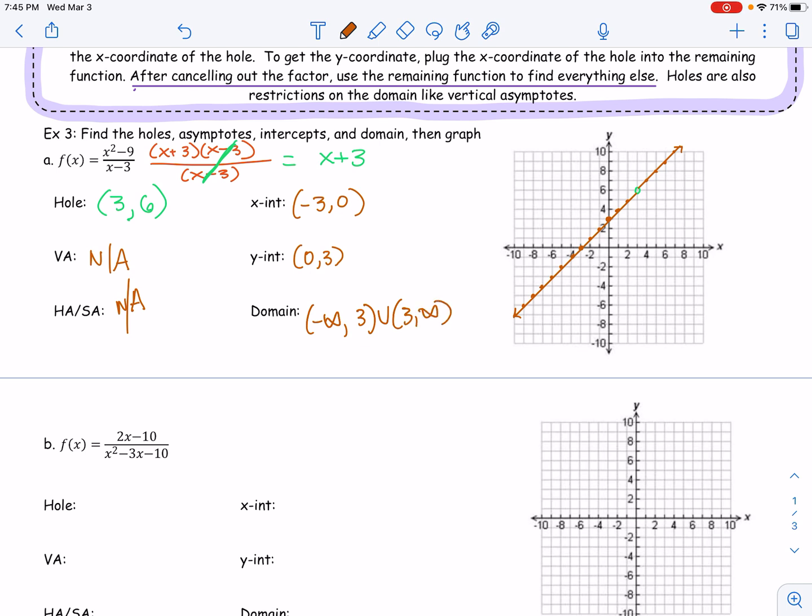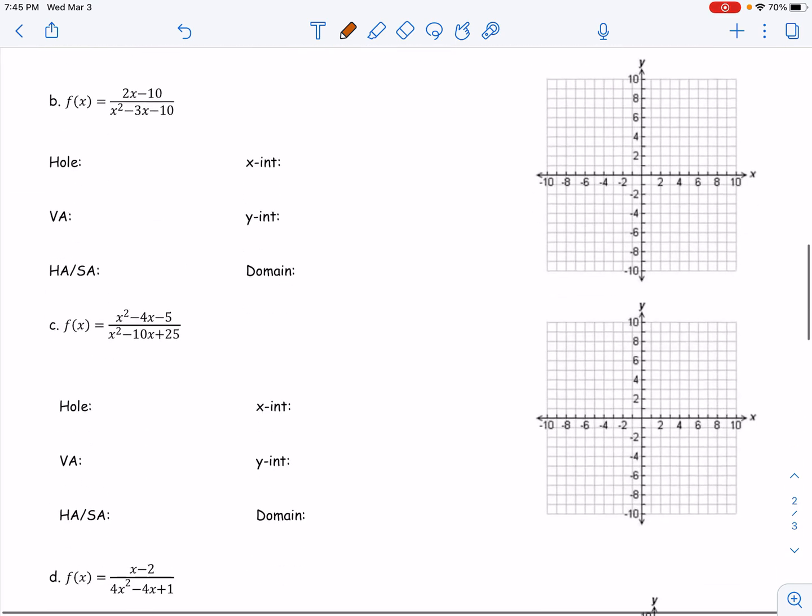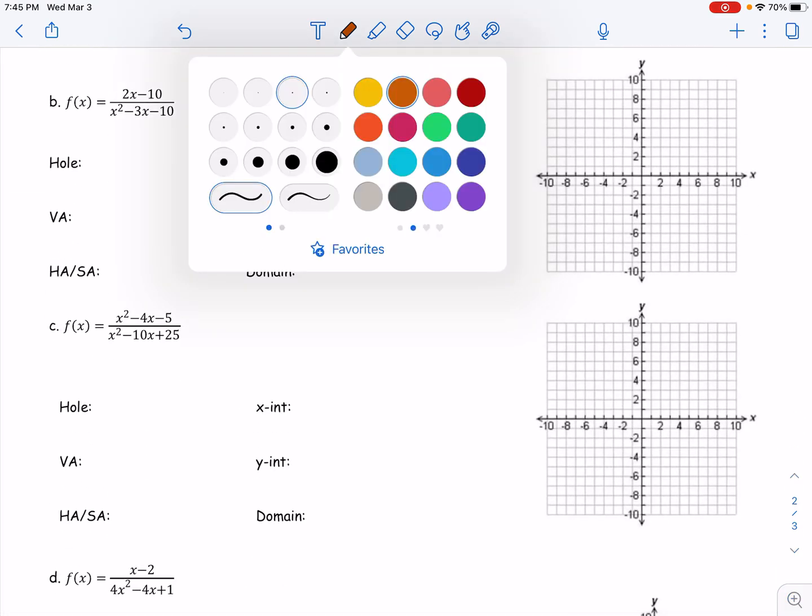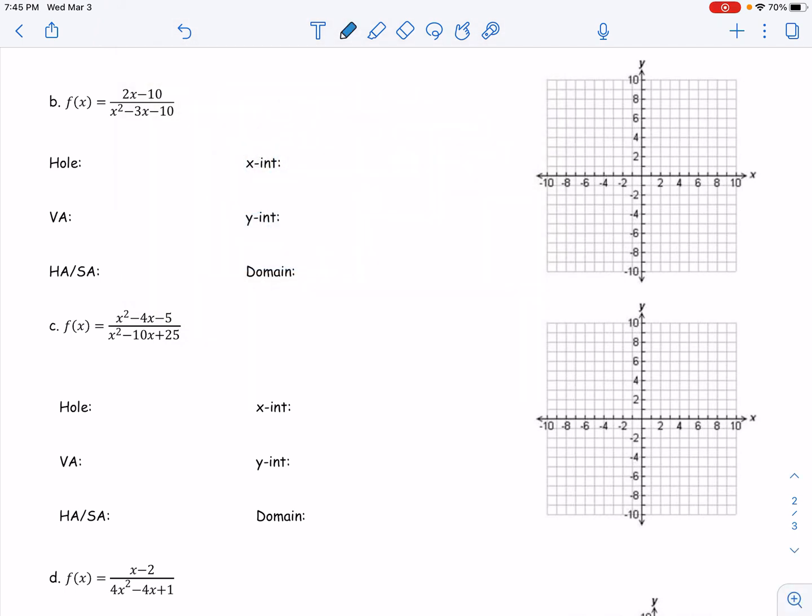Okay. So same process. The only difference, and the only thing we're adding on today, is you want to make sure you're looking out for holes, so if any factors can cancel out. And then whenever you don't have a horizontal asymptote, check to see if you have a slant asymptote. Okay, so for the rest of these notes, it's really just practice. So here we go.